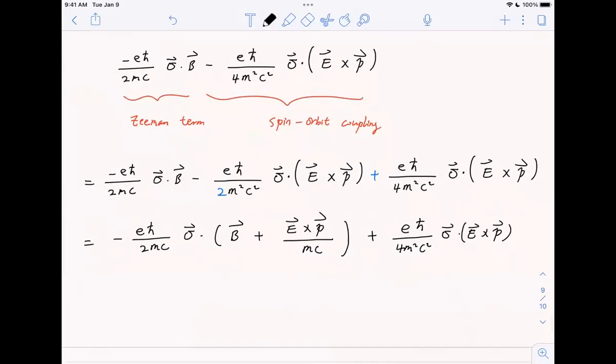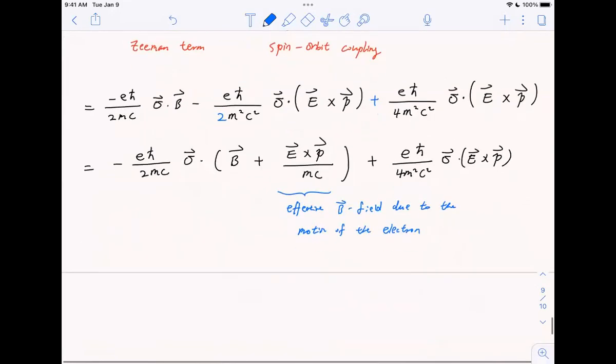Okay, so you can see that this term will give you something like the Zeeman effect. This part of the spin-orbit coupling will give you an effect like the Zeeman effect, and you only need to modify the magnetic field by this. So this is an effective B field due to the motion of the electron, because you have a P here. P is the motion. So when the electron is moving, it can experience something like a magnetic field. We can actually see that this is just the Lorentz transformation of the electromagnetic field.